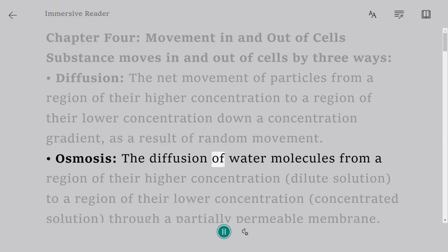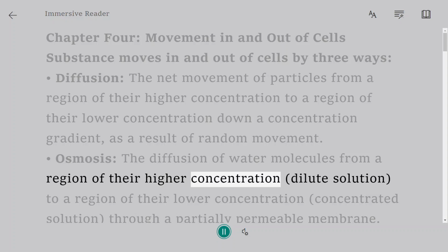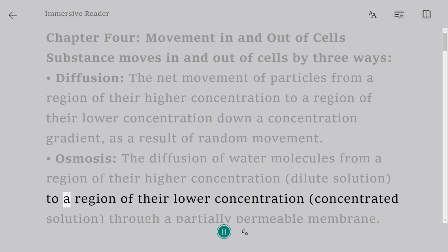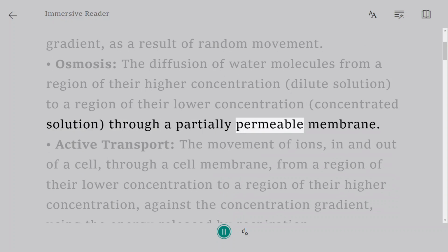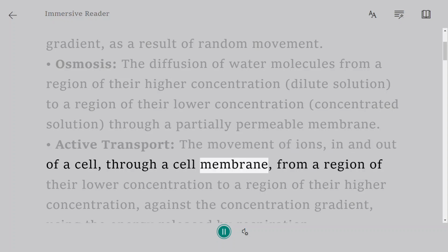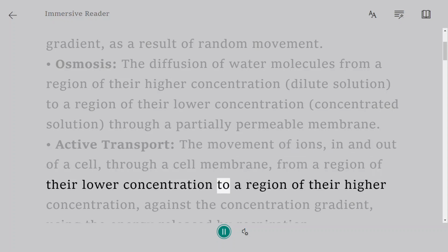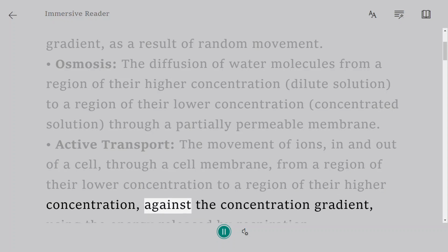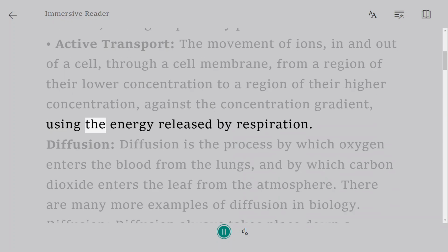Osmosis: the diffusion of water molecules from a region of their higher concentration, a dilute solution, to a region of their lower concentration, a concentrated solution, through a partially permeable membrane. Active transport: the movement of ions in and out of a cell through a cell membrane, from a region of their lower concentration to a region of their higher concentration, against the concentration gradient, using the energy released by respiration.